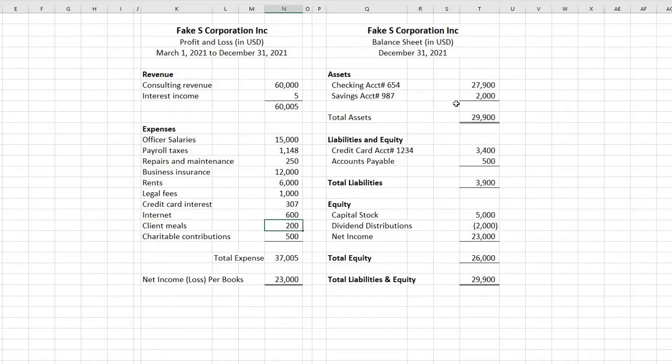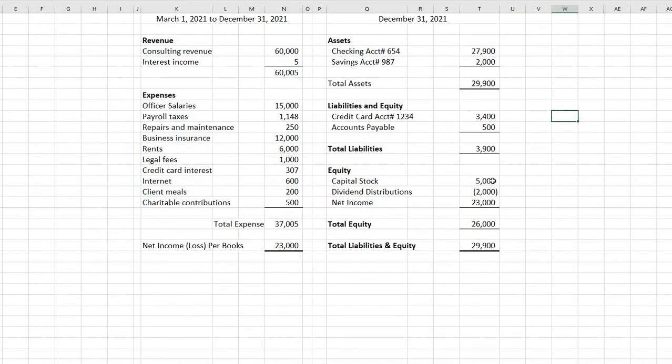So the balance sheet, very straightforward. We have assets only include the cash accounts, right? So again, a very simple balance sheet. We just have the checking account balance at the end of the year, the savings account balance, the liability side, we've got some accounts payable, we got a credit card payable. And then on the equity side, we've got the capital stock.